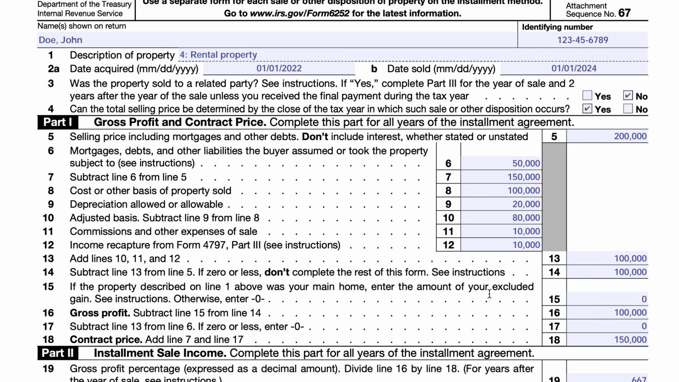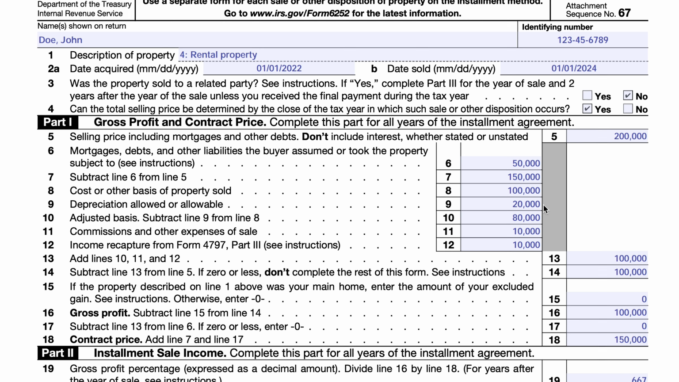In line 9, we're going to enter the amount of depreciation that was either allowed or allowable from the date of purchase to the sales date. So basically, the difference between allowed or allowable is that any depreciation, for example, on a rental property that you were allowed is what you actually claimed. The allowable depreciation is what you were entitled to claim, whether or not you claimed it on your tax return or not. So either allowed or allowable.